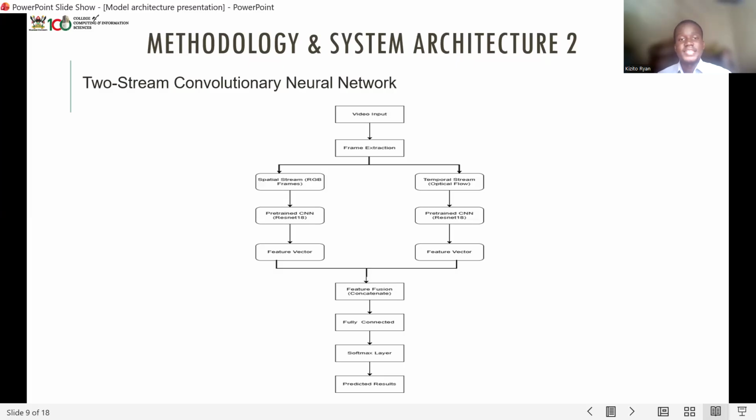On the other hand, the temporal stream will process the optical flow, which usually represents motion between consecutive frames. On the other side, the RGB stream was processing objects, their scenes and their appearances, while the temporal stream is analyzing motion.